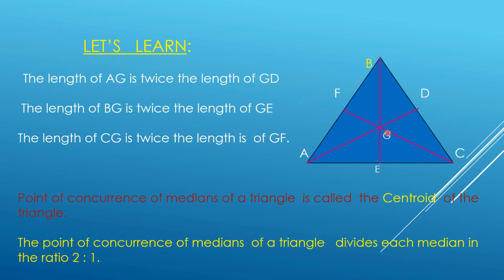The point of concurrence of the medians of a triangle is called the centroid of the triangle. In this figure, point G is the centroid of triangle ABC. The point of concurrence of the medians of a triangle divides each median in the ratio 2:1.